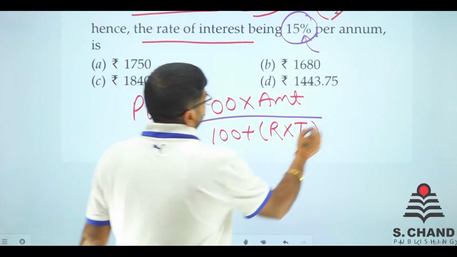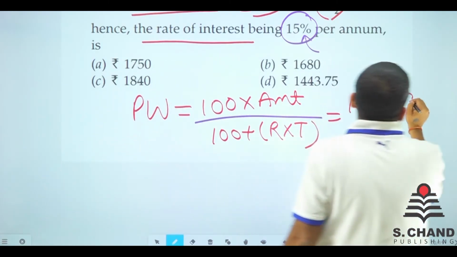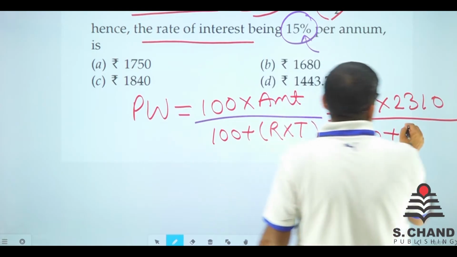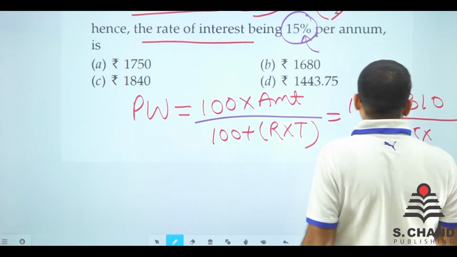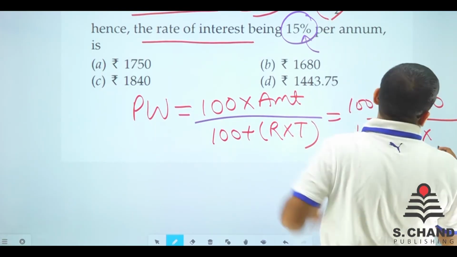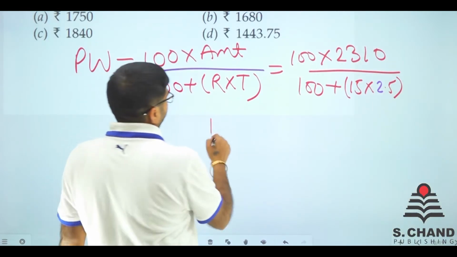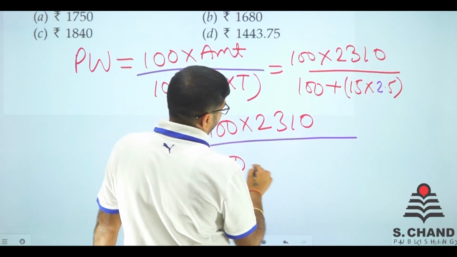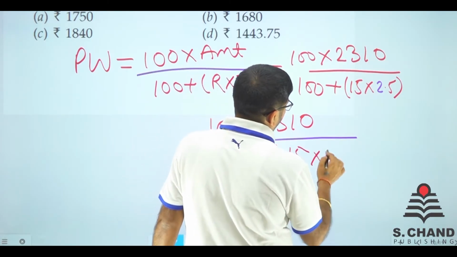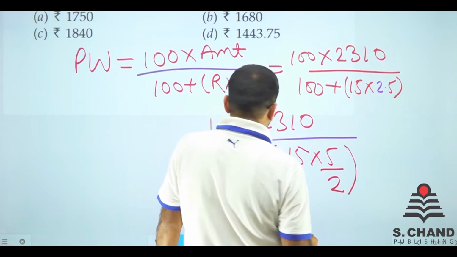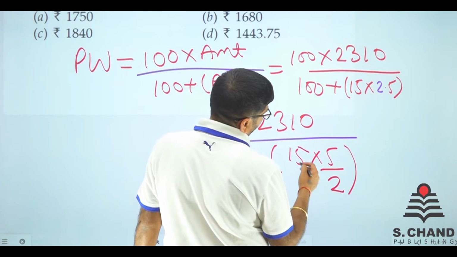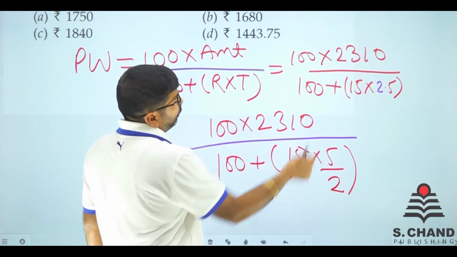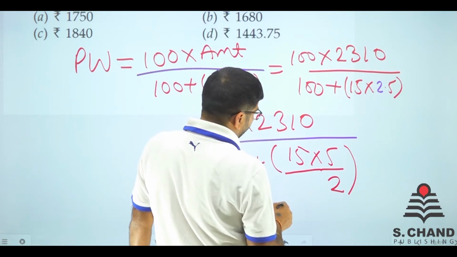See, this is 100, so we put it here, 100. What is amount? 2310, divided by 100, 100 is there, plus R into T. What is R? 15. And T, time, is what? T is 2.5. So let's calculate this. 100 into 2310 divided by 100 plus 15 into 5 by 2. 2.5 is 5 by 2, right? So 15 into 5, 45 by 2. So it is 100 into 2310 divided by 100 plus 15 into 5 by 2.